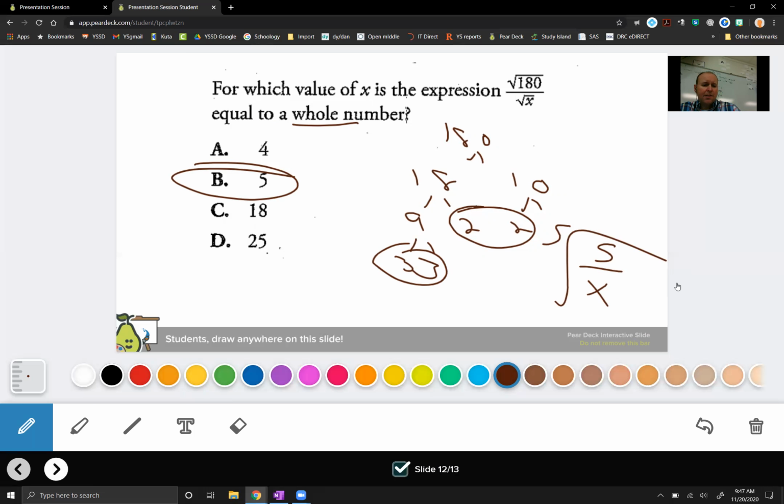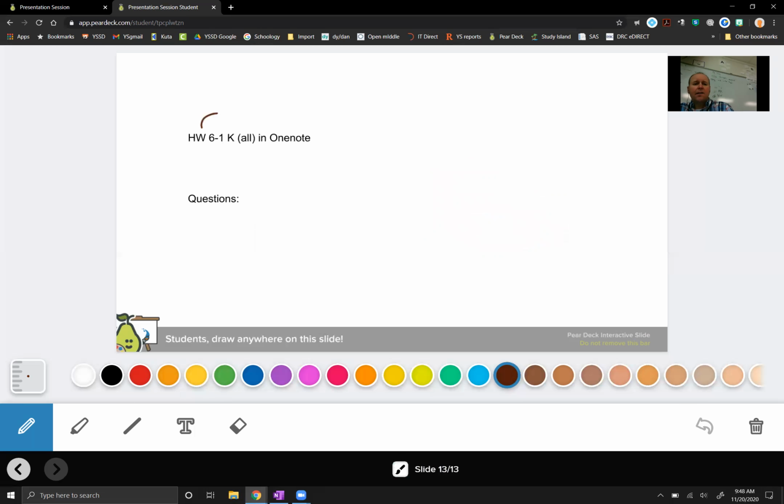And we're going to apply some of those things. That's what we did in class. All right, in your OneNote, you're going to find 61K, and we'll catch up on how to use your calculator, or you can Google it. Those are the things we worked on today.